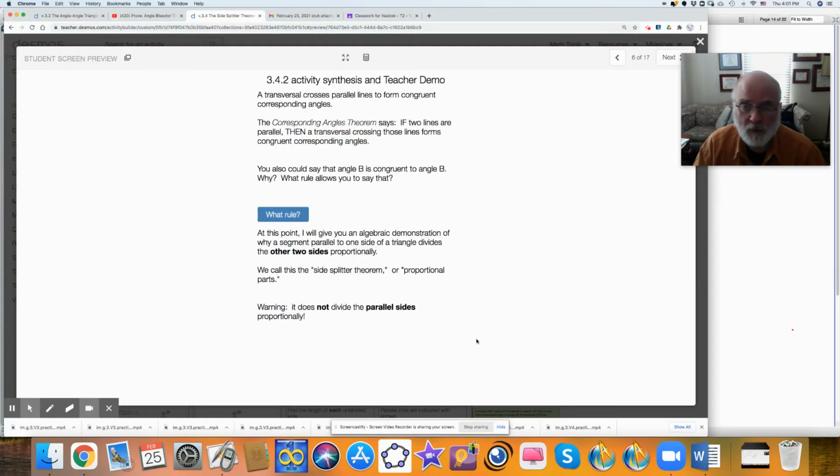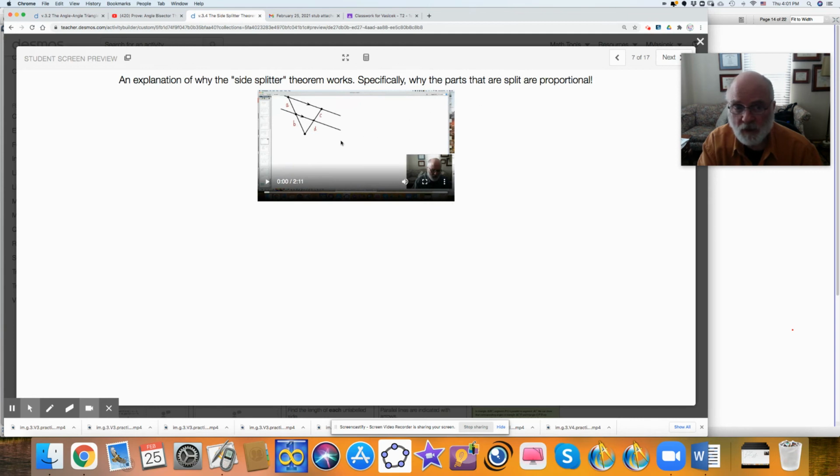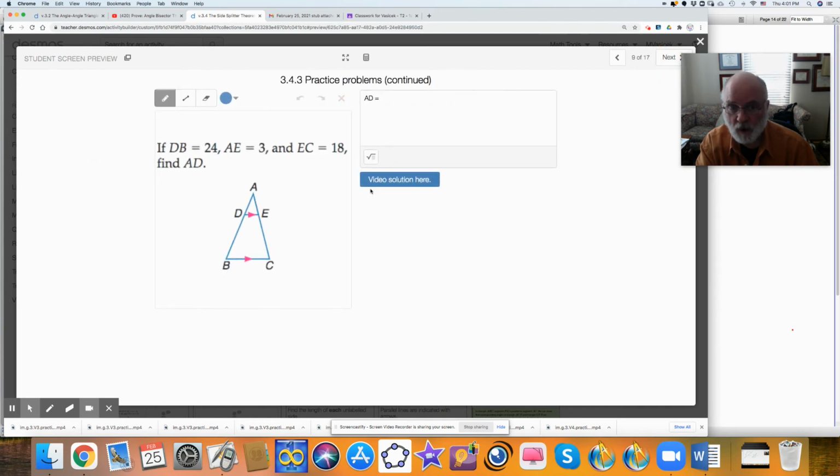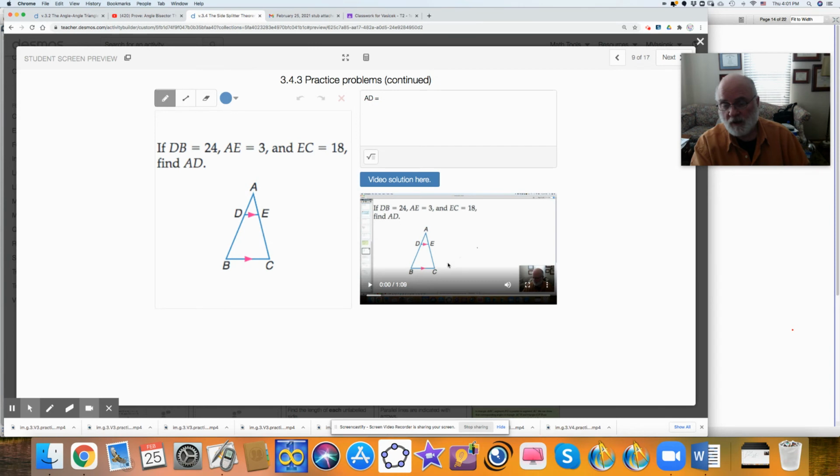And now I'm going to give you a demonstration of the side splitter theorem. Actually, for this lesson, I'm not going to give the demonstration. I'm going to let you watch the video of it. And this explains why it works. Then you can try it if you want. Here we go into the problems. For each of these problems, I have a video that you can watch after you try it. You should try it first, and then you can look at the solution to check your work.